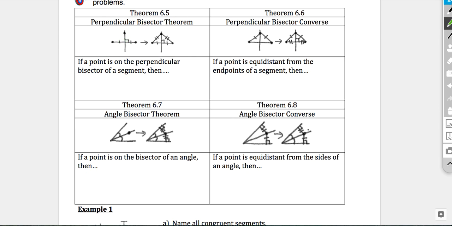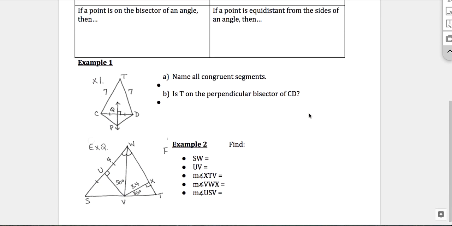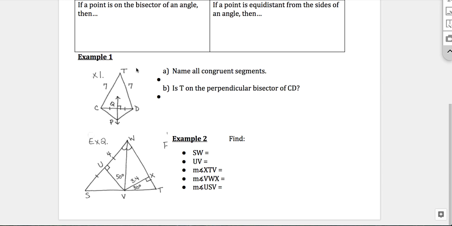So now let's put some of these into action. All right, so we have two examples here. In the first one, our first task is to name all of the congruent segments. So I've got these marked. That's the first thing I noticed, is that these two have these little dash marks. So those two segments are congruent. Let's say CQ is congruent to QD. That's by the markings. Next thing that jumps out is that these two segments both measure 7, so those are congruent because they have the same measure. So TC is congruent to TD.